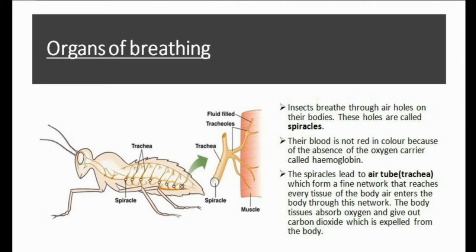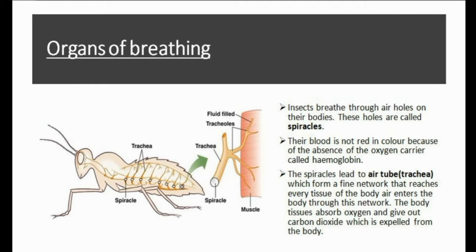Their blood is not red in color because of the absence of an oxygen carrier called hemoglobin. Our blood is red in color. Why? Because we have the substance called hemoglobin in our blood, which carries oxygen. But this substance is absent in insects, so their blood is not red in color.